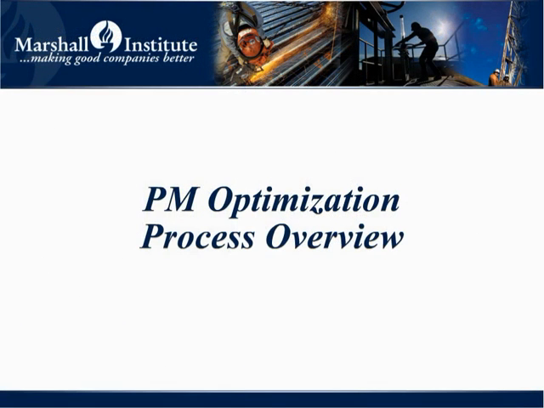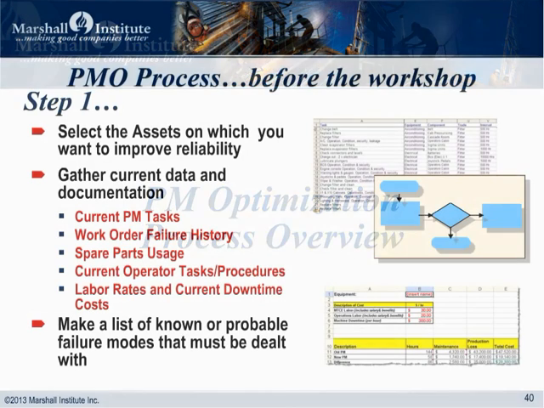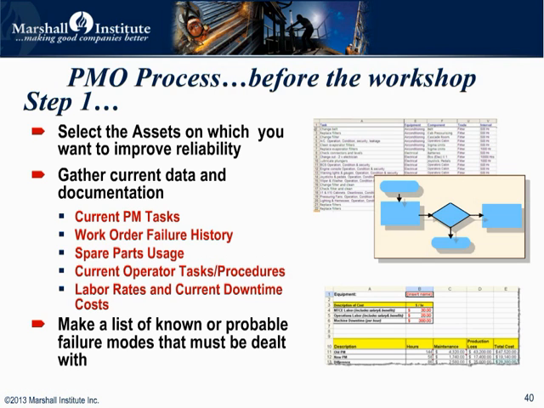Let's look at the PM optimization workshop process, before the workshop, during the workshop, and after the workshop. Before the workshop, we're going to select the assets in which we want to improve reliability. We're going to gather current information and data, such as current PM tasks, the current failure history, the spare parts usage, the current operator tasks and procedures. We're going to get some labor rate and downtime information too. We're going to make a list of all the known or probable failure modes that have to be dealt with during the workshop.